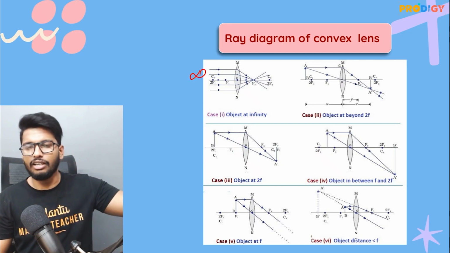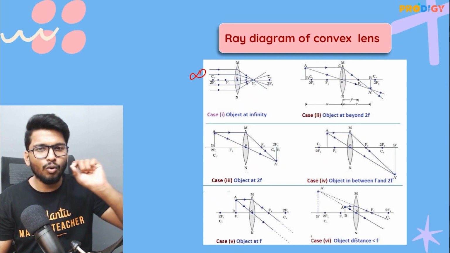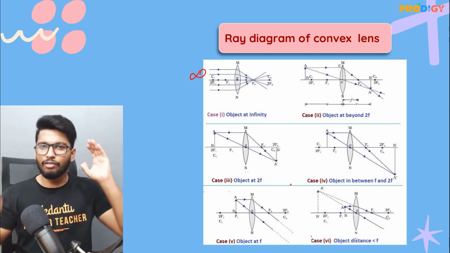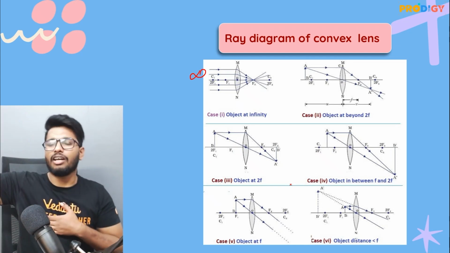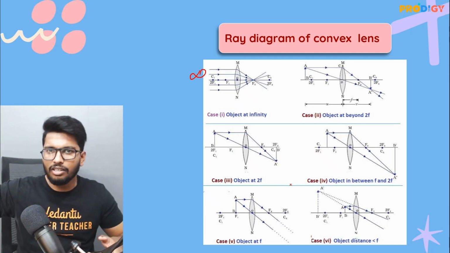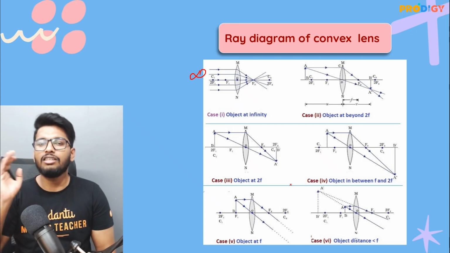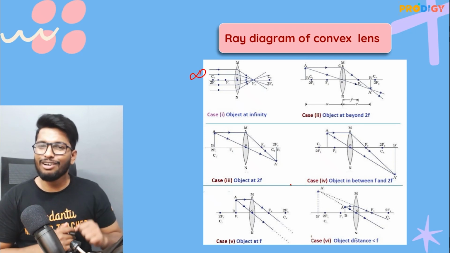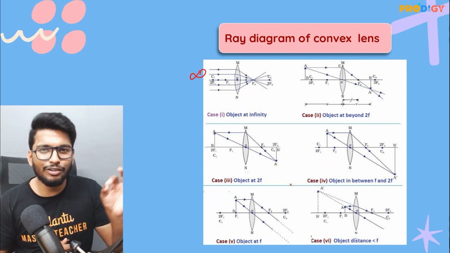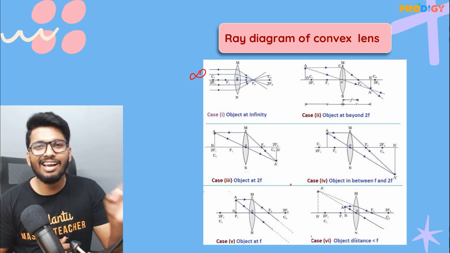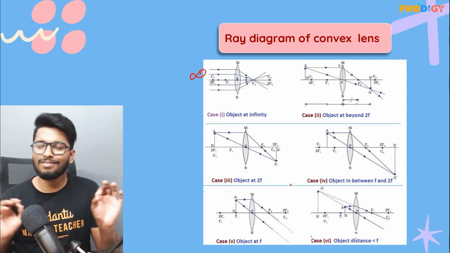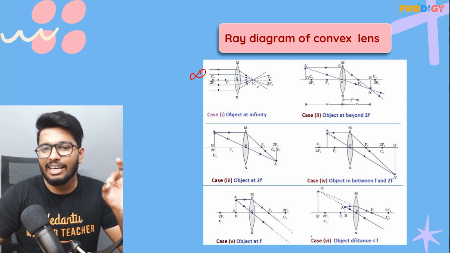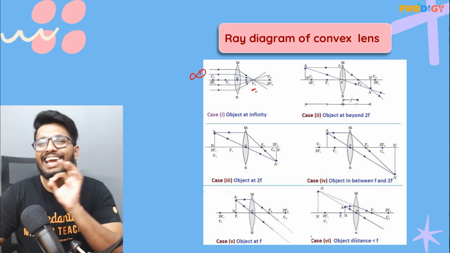If an object is at infinity, you are only taking those rays of light which are parallel to the principal axis. Please remember this, all right? If an object is at infinity, for example, imagine the sun or a distant tree, then you're only taking those rays of light which are parallel to the principal axis. If a ray of light is parallel to the principal axis, according to the first standard incident ray, it has to pass through the focus. Simple funda. So because of that, guys, if an object is at infinity, the image will be formed at f2.